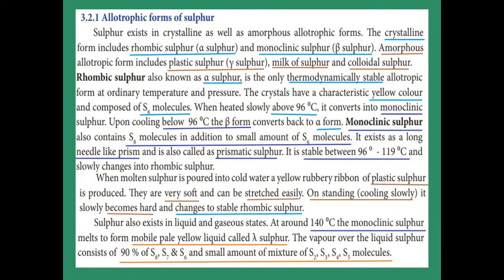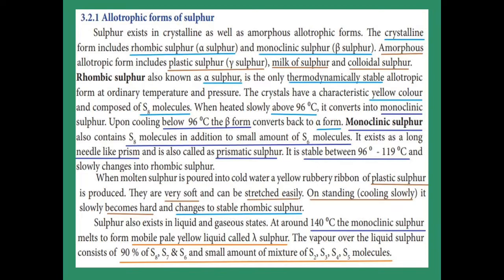Allotropic forms of sulfur. We already learned allotropic forms of phosphorus. Here, allotropic forms of sulfur. It contains two forms. One is crystalline form, another one is amorphous form. Crystalline means inside the crystalline form the sulfur molecules are arranged in a regular manner. And amorphous form means the sulfur molecules are arranged in an irregular manner.